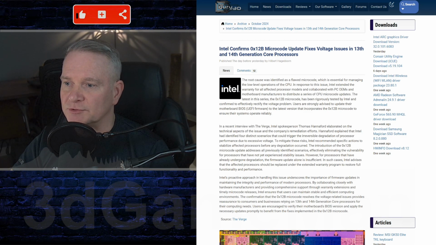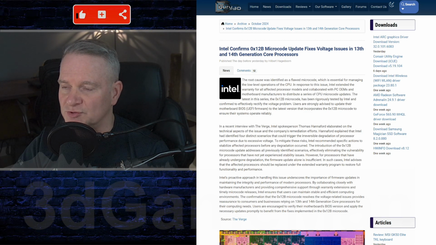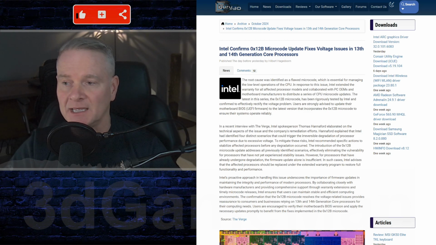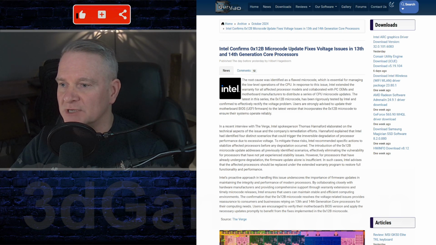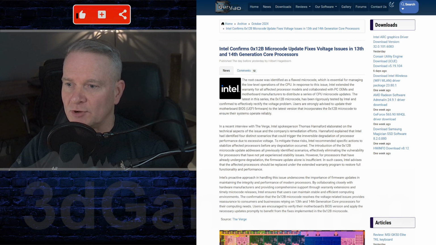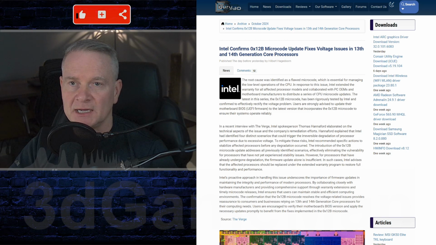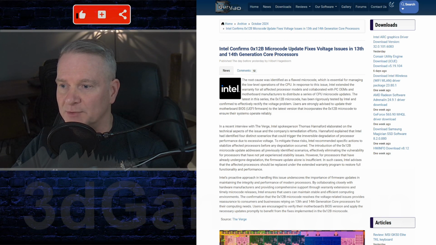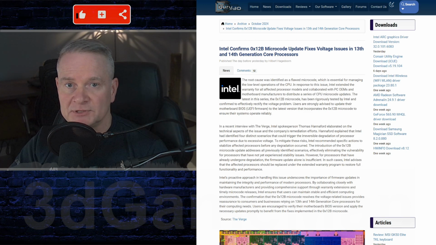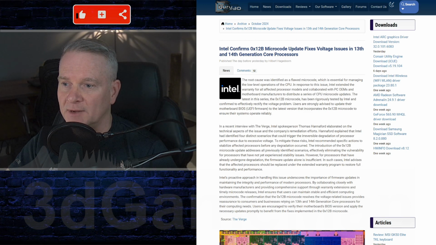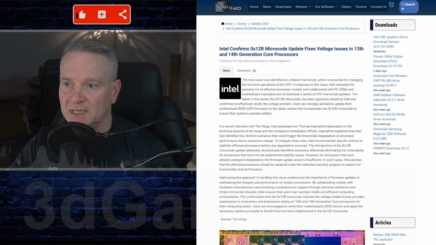And they have, certainly. So if you have a 13th or 14th gen processor and it has not been degraded, then you can apply this 0x12b microcode. Head over to your motherboard manufacturer's website. Go to the BIOS area. It should be there. And it should stop your processor from being affected and being degraded.